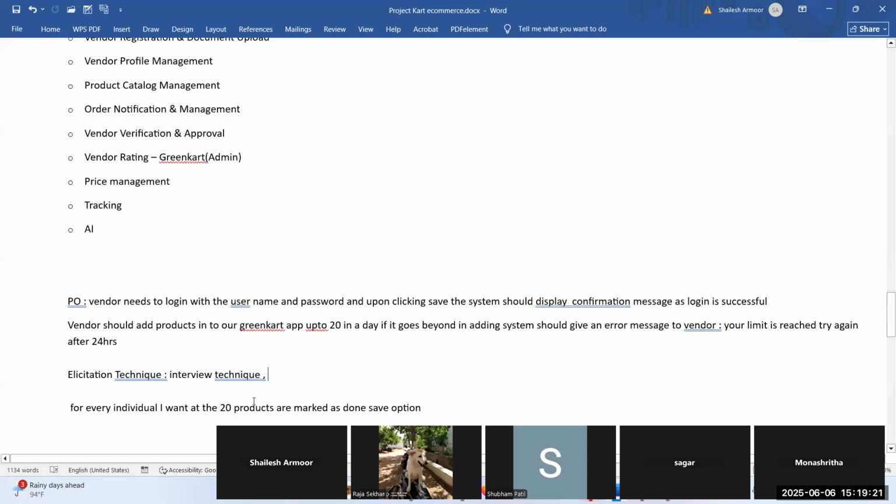So it seems like you didn't understand the technique, Sagar and Rajshekar. Go through the document. Monashrita and Shubham were correct. We can apply brainstorming or, what else? Shubham, you told workshop, right? Shubham, what is a workshop? Can you explain to the audience on this call?